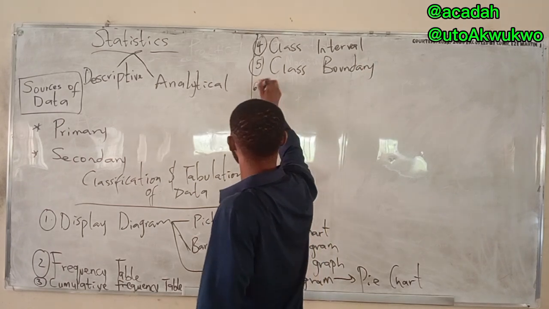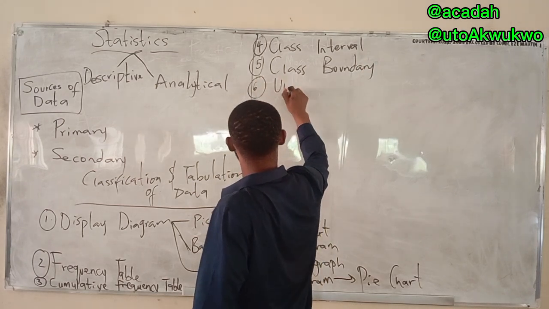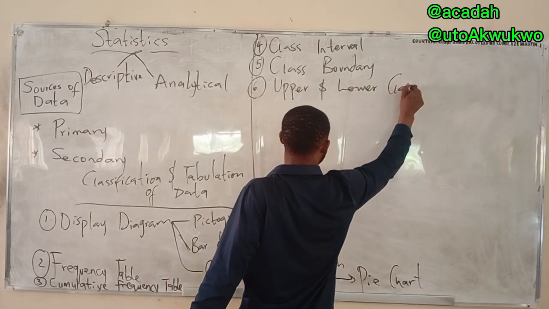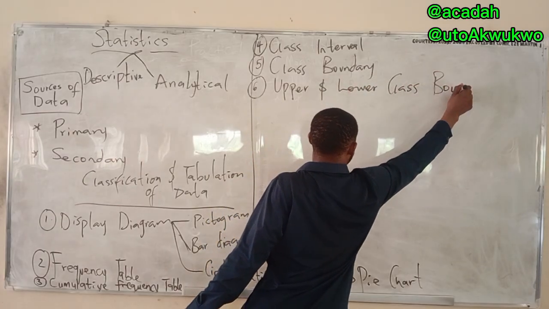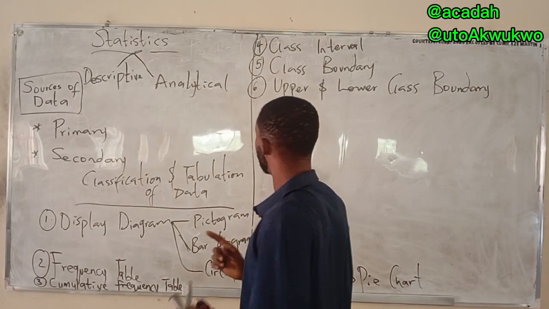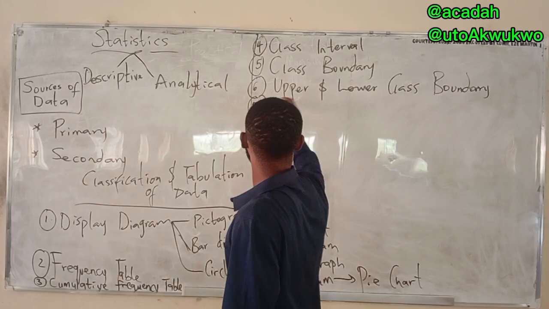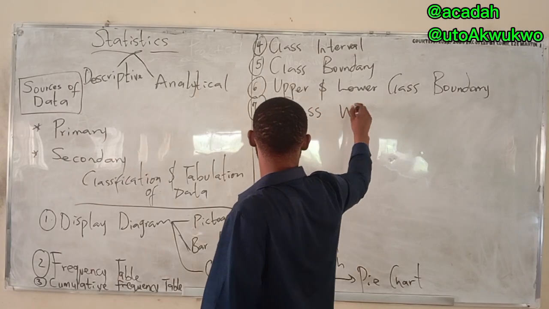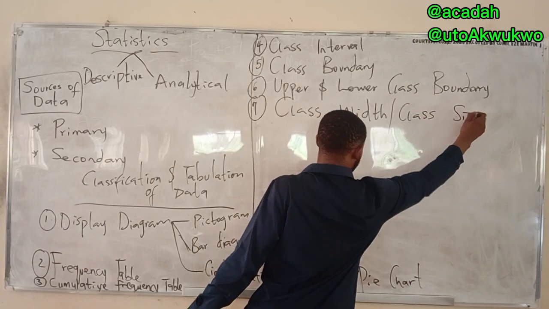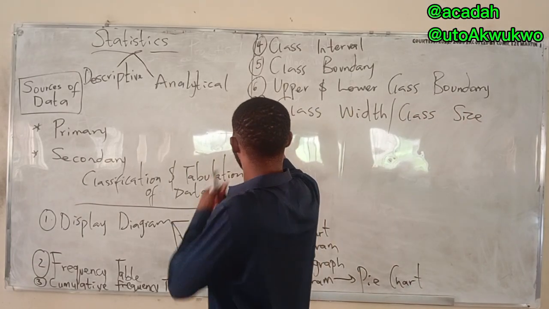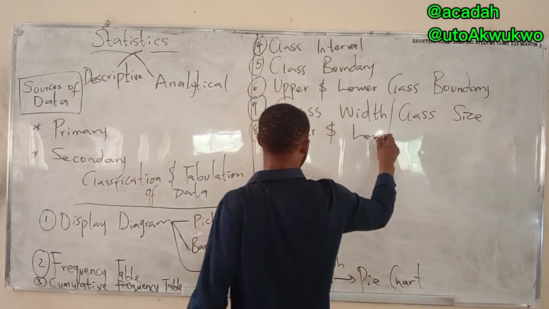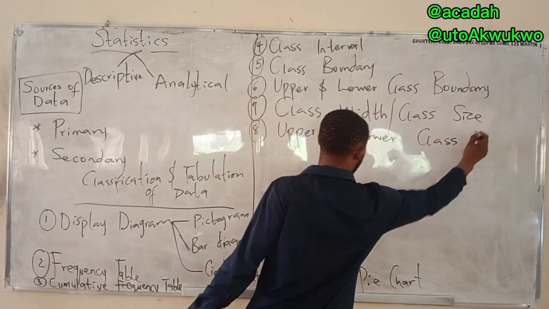You need to know all the differences. We also need to know what we call upper class boundary and lower class boundary, and what the difference is. This is under introduction to statistics. I've not started location and measures of dispersion. Now number 7, we have what we call class width, or class size. We also have what we call upper class limit and lower class limit.